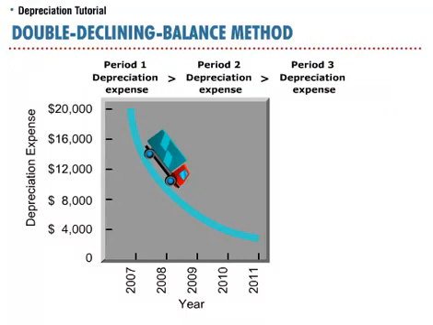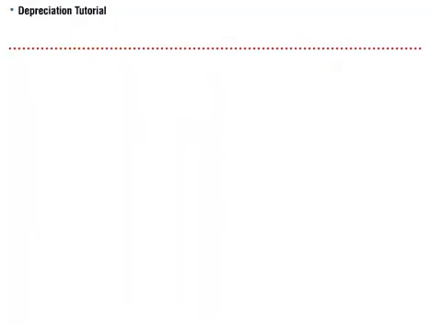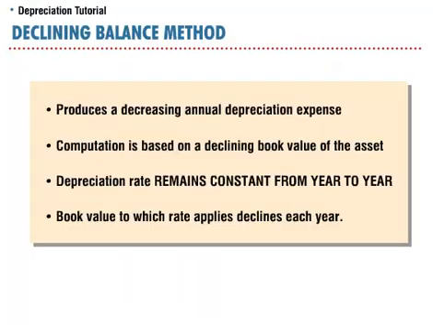A third method for systematically allocating the cost of the truck to periods of use is the declining balance method. This method is one of the accelerated depreciation methods in which higher depreciation cost is recorded in the earlier years and lower charges in later periods. The declining balance method produces a decreasing annual depreciation expense over the useful life of an asset.